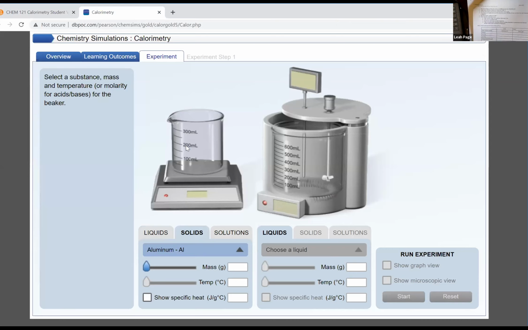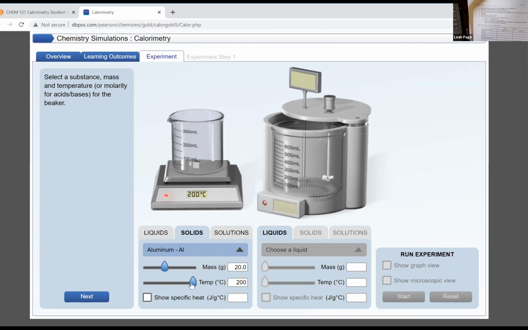The second step says, let's adjust the mass to 20 grams and adjust the temperature to 200 degrees Celsius. So it says right here, this is my mass. I'm gonna move this little tab over to where it says 20 grams, sorry guys. It's saying 20 grams. And then I'm gonna move this tab over to where it says 200 degrees Celsius.